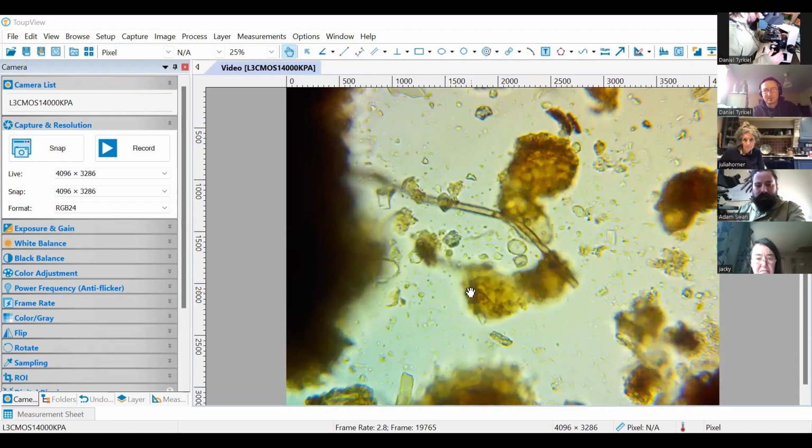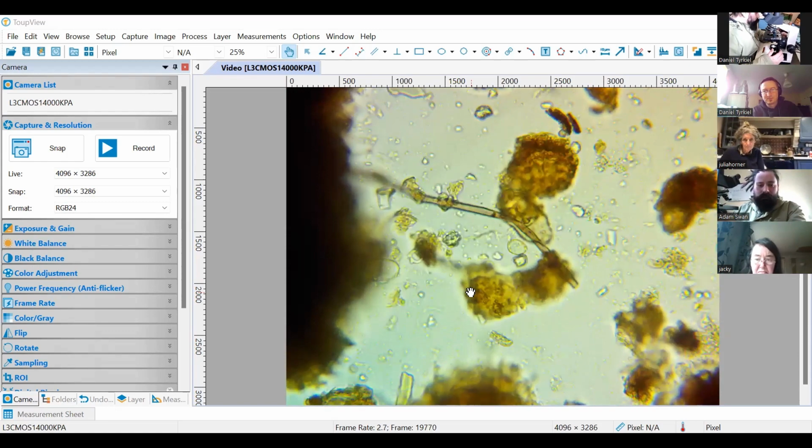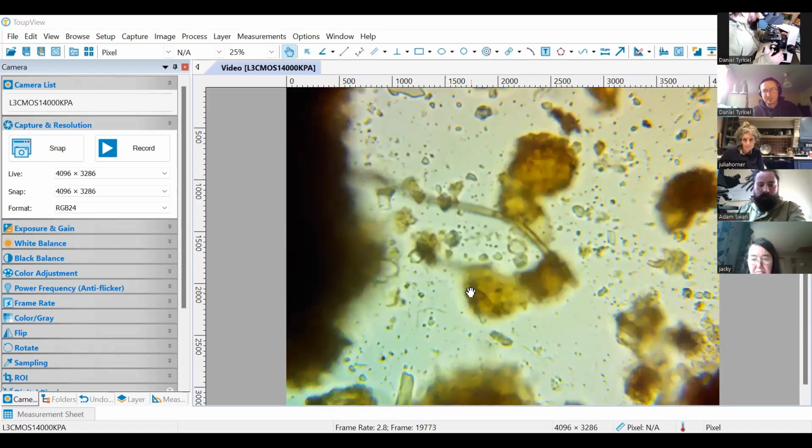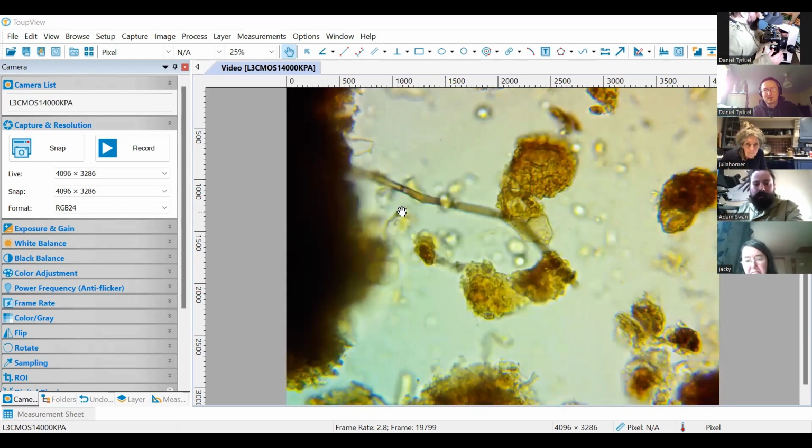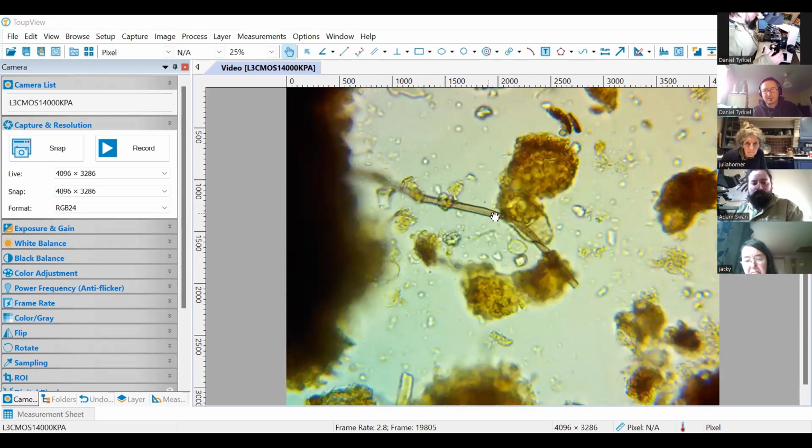So we can see these cross walls. There's one just there. And then relatively evenly spaced is another one. And this one would be another cell. And this is a break. So we're pretty happy that this is a beneficial fungi.